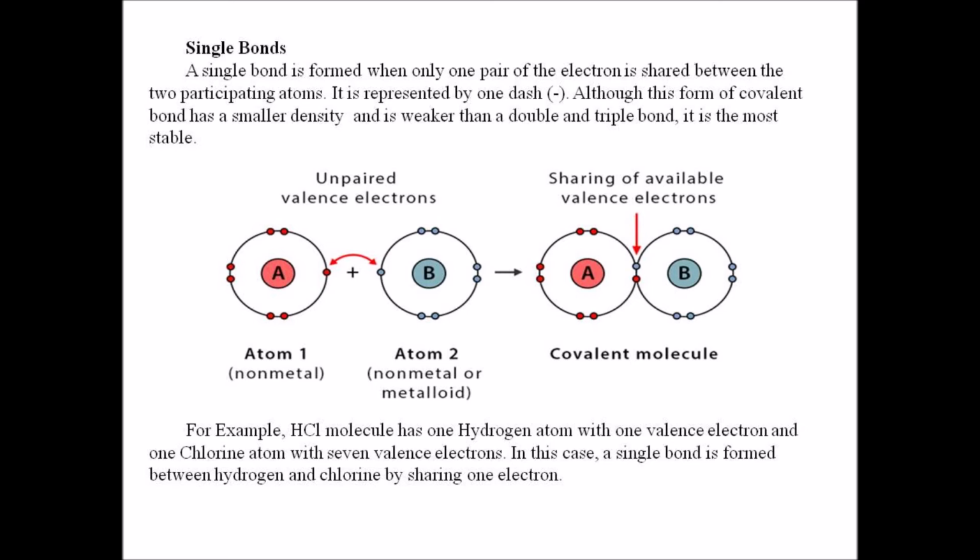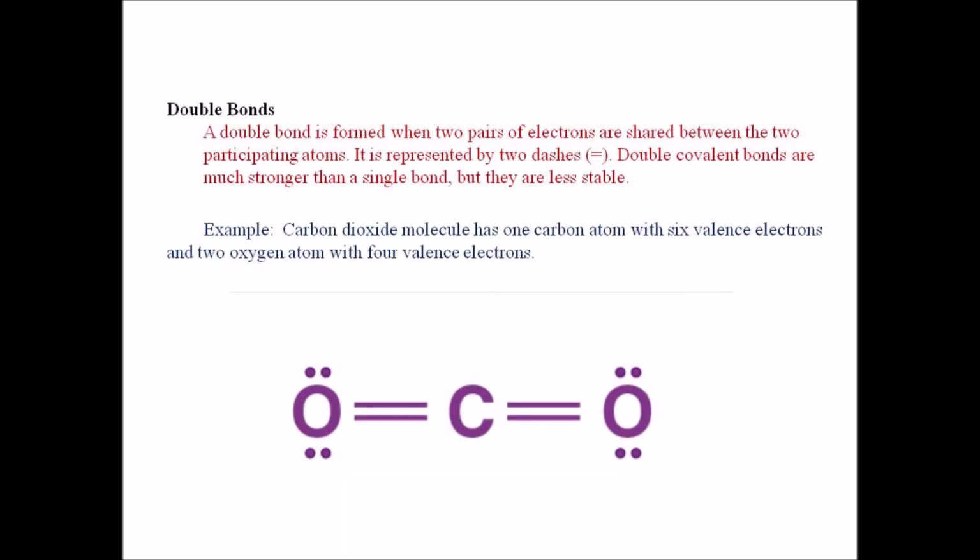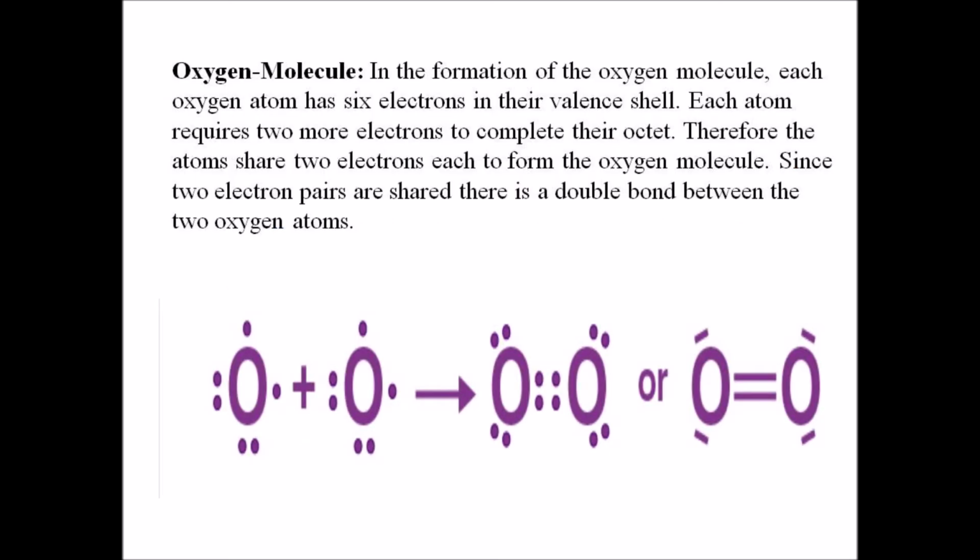A double covalent bond is formed when two pairs of electrons are shared between the two participating atoms. One line indicates a single bond. Here two dashes indicate a double bond. Double covalent bonds are much stronger than a single bond, but they are less stable. An example is the carbon dioxide molecule. Here the central carbon atom is shared with two oxygens by double covalent bonds.